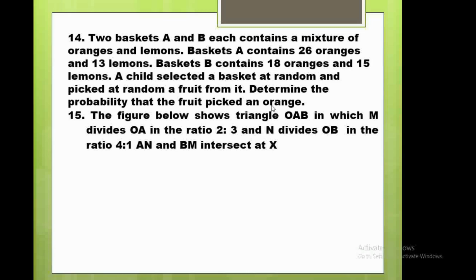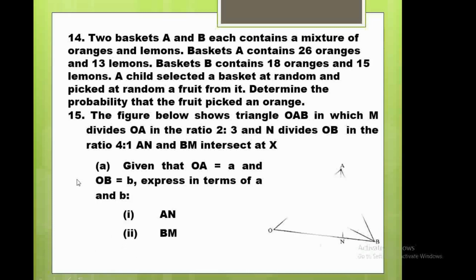You can also put it down. Let's look at question 15. In question 15, we have the figure below that shows a triangle OAB in which M divides OA in the ratio 2:3 and N divides OB in the ratio 4:1. AN and BM intersect at X, as you can see.